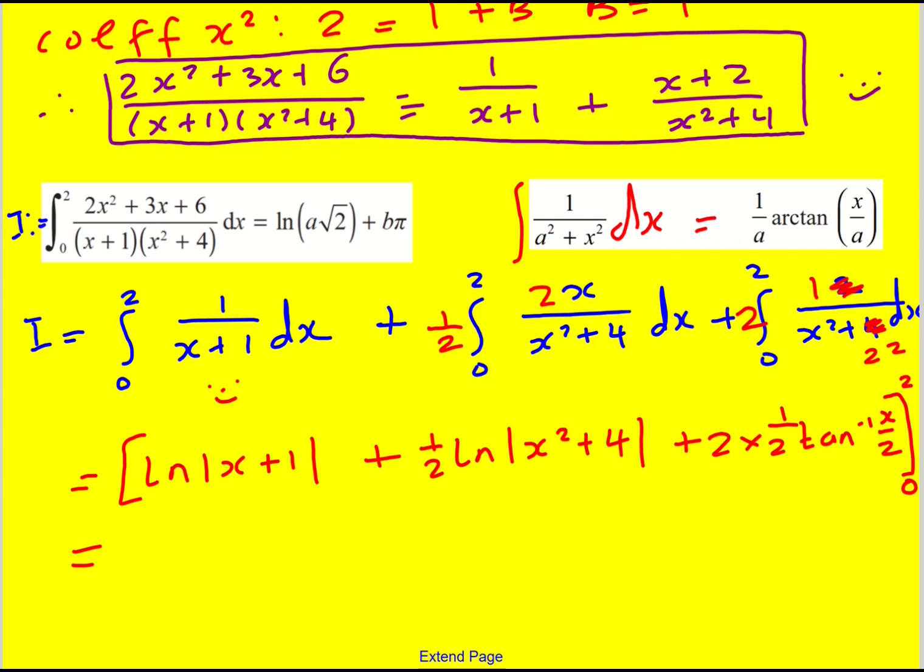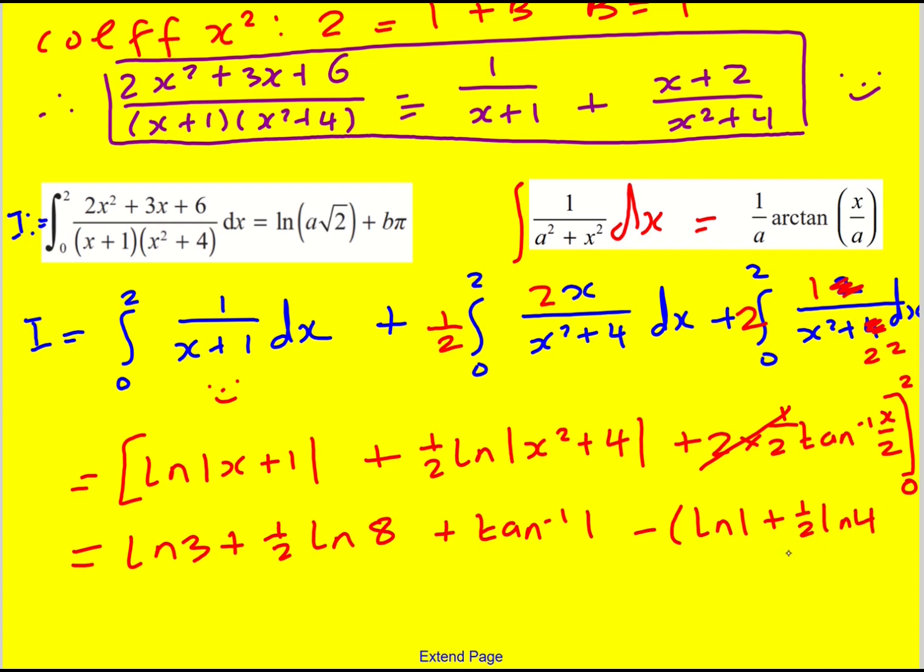Okay, let's sub in. Put in the upper limit, we've got ln 3. Then it will be plus a half ln of 2 squared plus 4, that's 8. So half ln 8. And then, of course, these cancel. So I've got plus inverse tan of 1. And then I'll be minusing ln 1 plus a half ln 4 plus inverse tan of 0. Well, ln 1 is 0, inverse tan of 0 is 0.